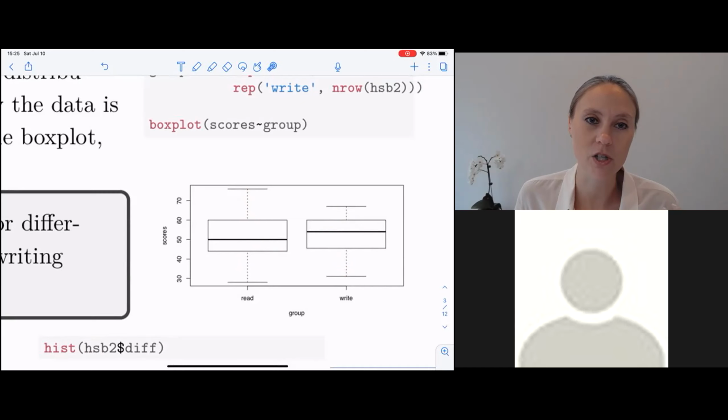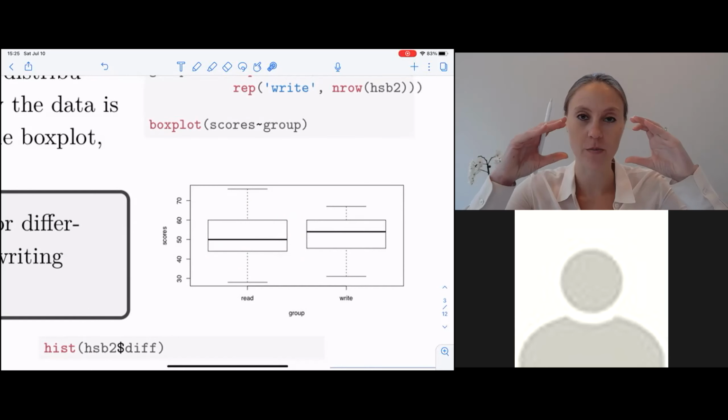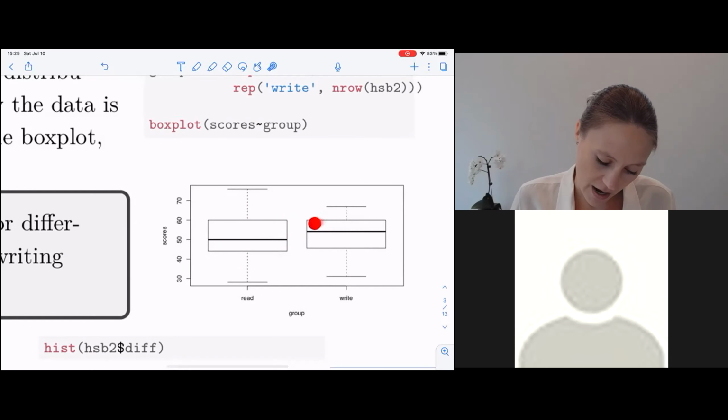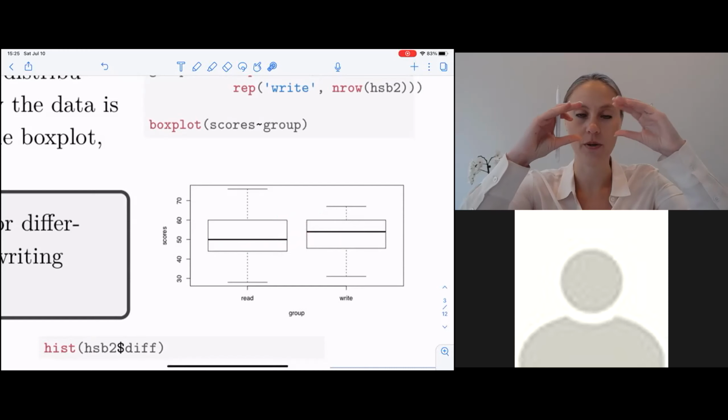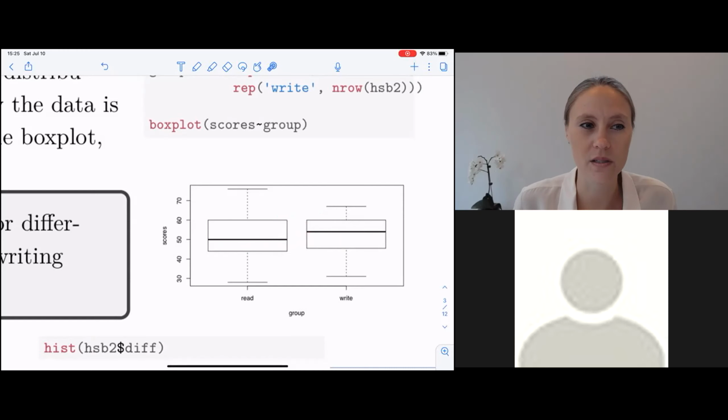But first we have to make sure that we look at this. What do we think is going on here? Generally, I don't see a difference. The boxes, which are the central 50% of your data, overlap pretty well. So to me, that's an indication that there's no real difference between the reading and the writing scores. But that's what we're about to find out.